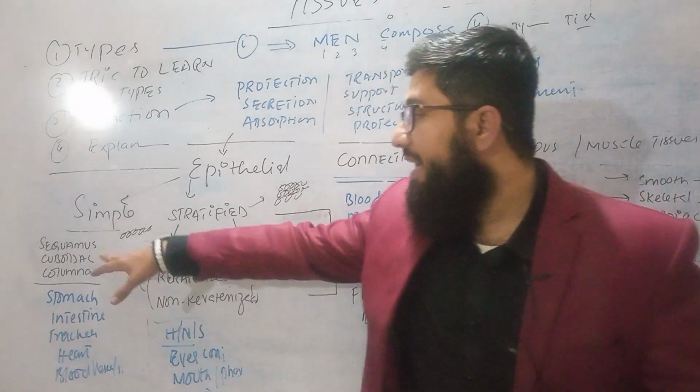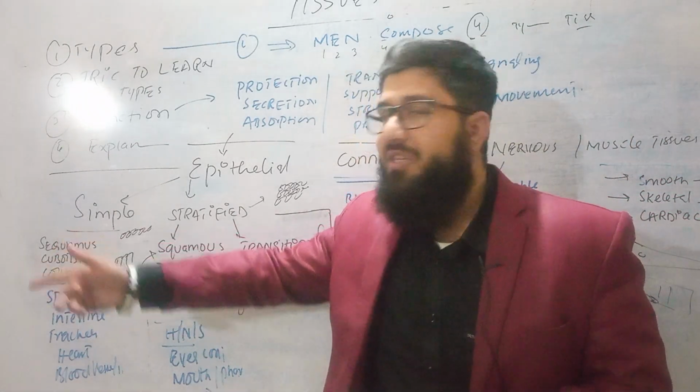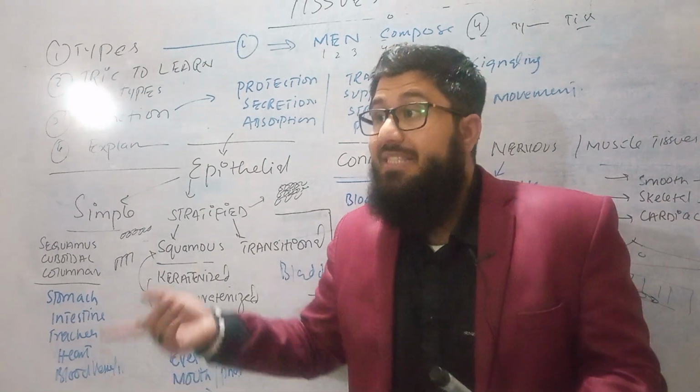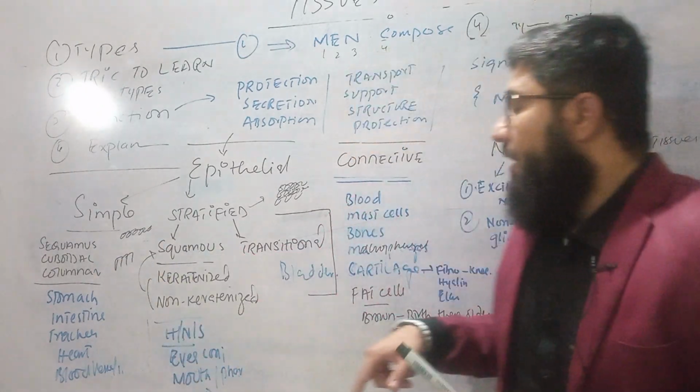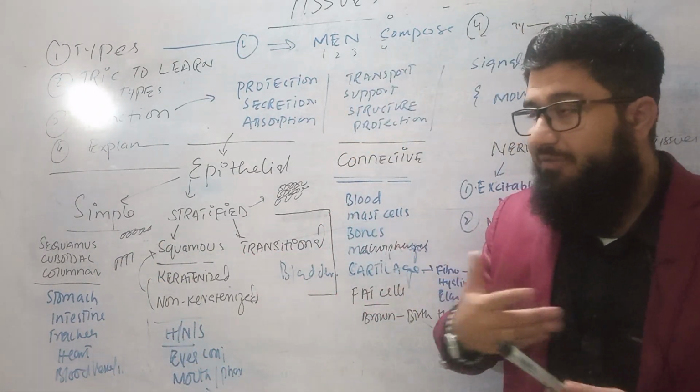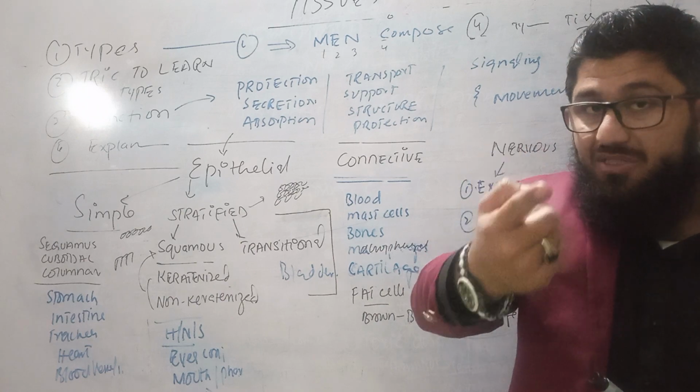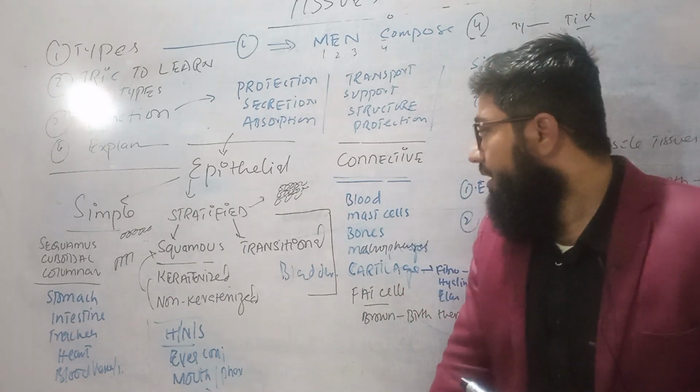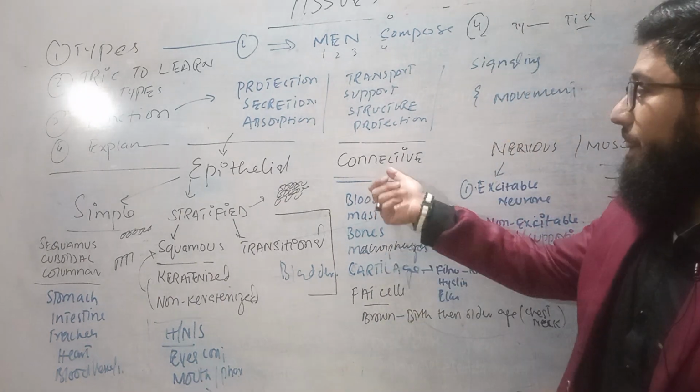So in simple epithelium we have these three types of shapes, and that's why they are given these names. I hope you guys are getting me. I'm speaking very fast because of the charge and capacity of the camera battery. Anyways, coming towards the next one, connective tissues.